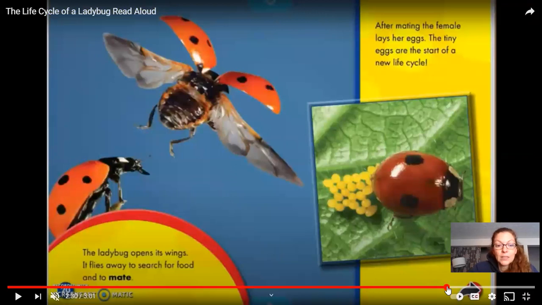The ladybug opens its wings, it flies away to search for food and to mate. After mating, the female lays her eggs. The tiny eggs are the start of a new life cycle. Just like we talked about, the eggs, and it just goes around and around. The eggs, the larva, the pupa, adult. Eggs, larva, pupa, adult. Make a whole song about that. All right.